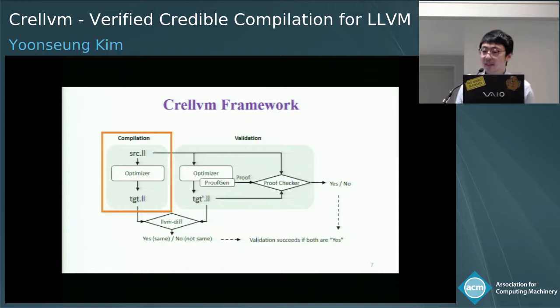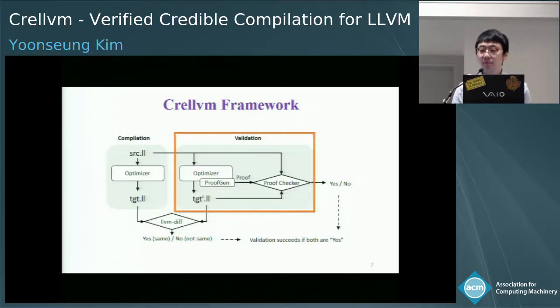In the compilation phase, you compile the source program using the original unmodified compiler. In the validation phase, you perform credible compilation as described before. Here, since we only added proof generation code to the original compiler without modifying it, we expect the compiled target program to be equivalent to the original target program produced in the compilation phase. We check this using the LLVM diff tool, which checks alpha equivalence between the two target programs. Furthermore, we verified the correctness of the proof checker in Coq.